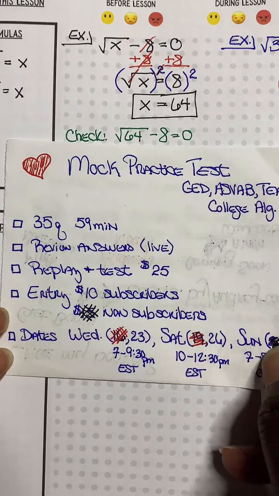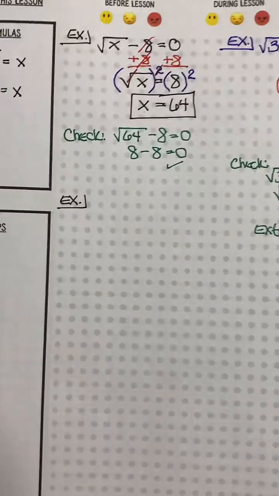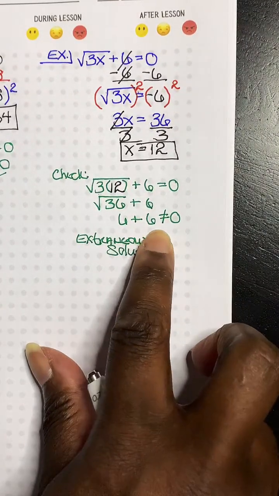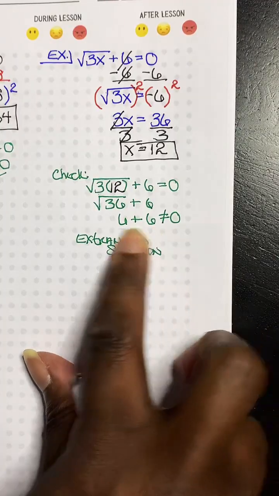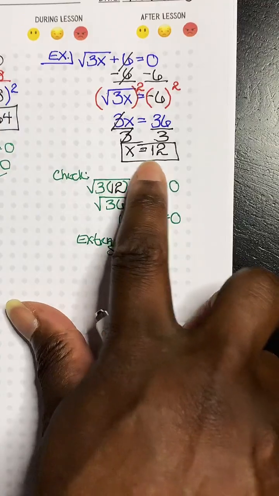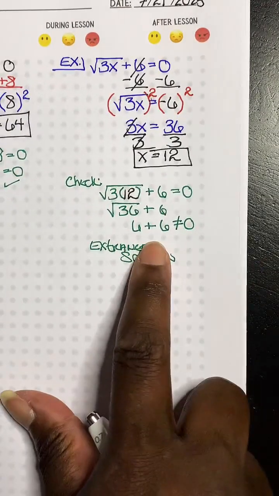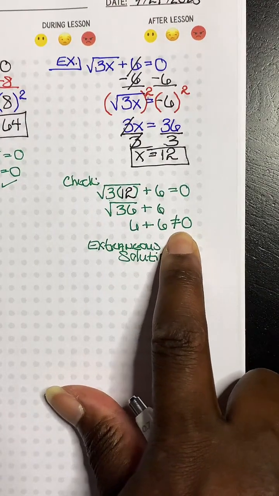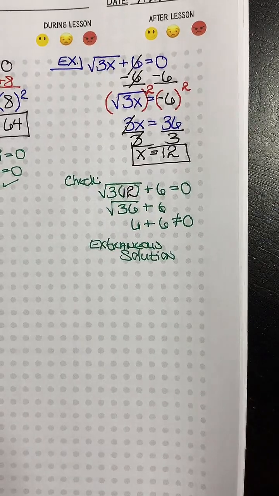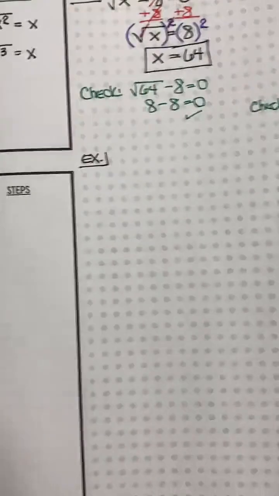Are you going to explain how it's an answer but not a solution? Yes, because when you plug it back in, it doesn't work. We can't have 6 plus 6 equal 0. 6 plus 6, last time I checked, is 12. So you're getting an answer because you did the proper steps, but when you plug it back in, it doesn't satisfy the equation.